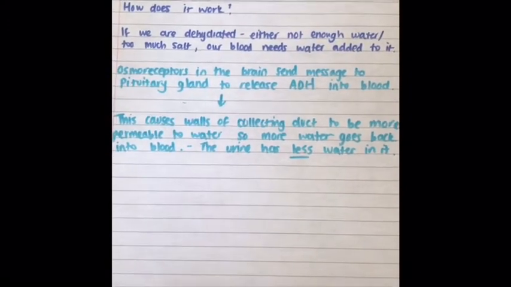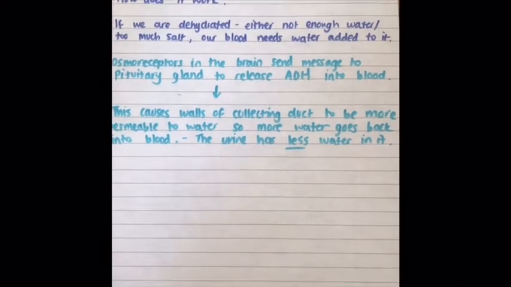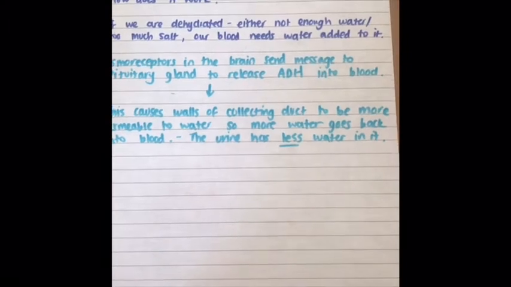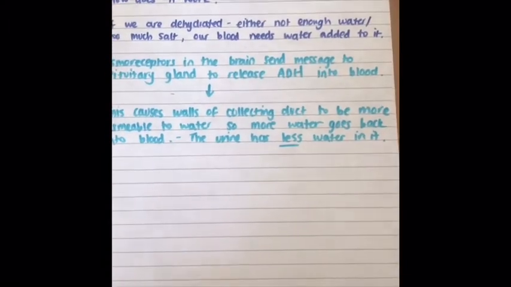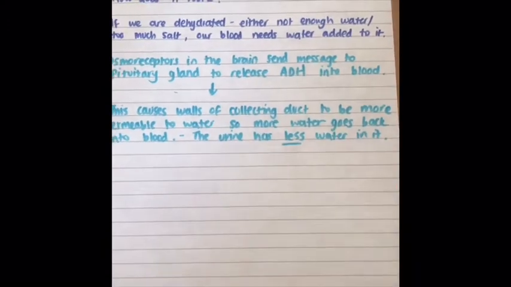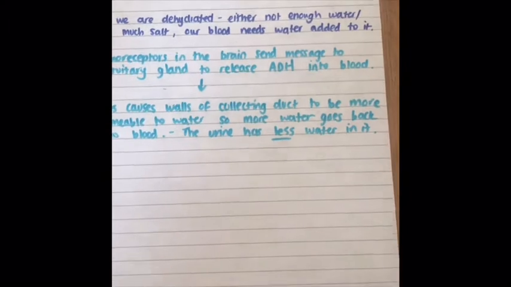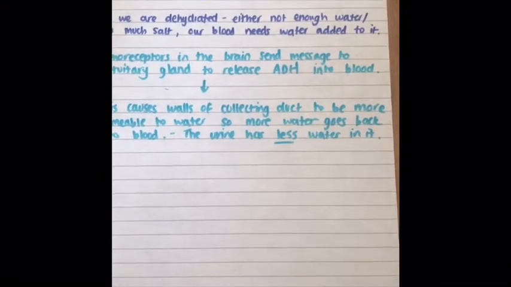So as I said at the start of the videos, if our urine is yellower or darker in colour, it's because we're dehydrated and our body is trying to retain as much water as possible. If our urine is more dilute, meaning it's more watery, it means that we are drinking too much water and our body is having to urinate more.